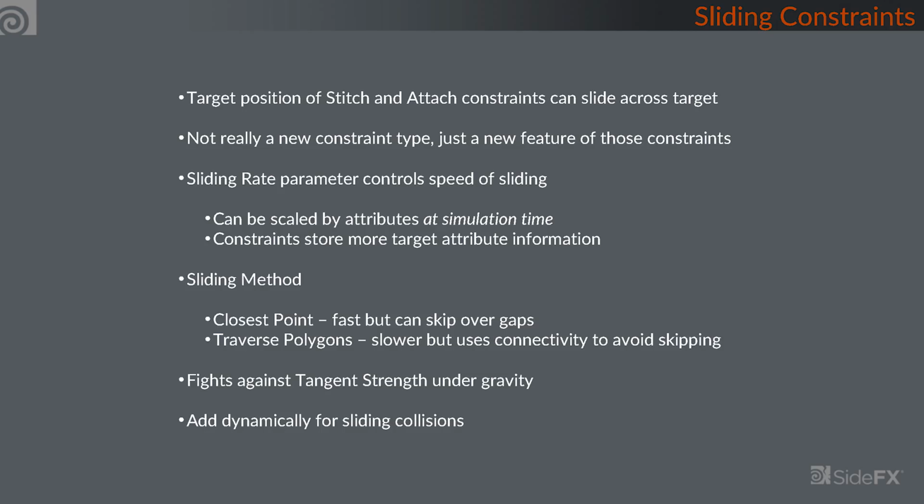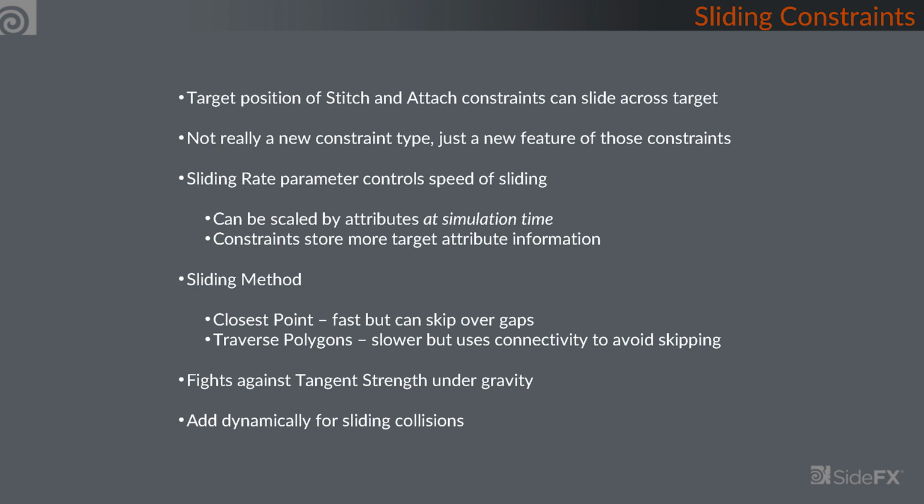The next new constraint feature I want to talk about is sliding constraints, or at least that's how they were referred to in the launch video for Houdini 18, if you happen to see that. And this is the idea that if you've got stitch or attach constraints, they've got an initial target position that the point is constrained to. And with sliding enabled, that position can actually slide along the target geometry.